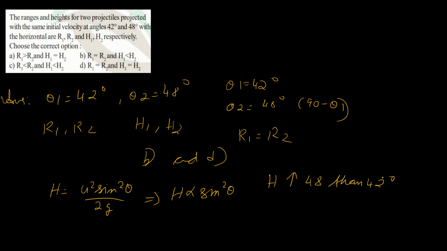Which means that H2 will be greater than H1, right? Since it's directly proportional to sine square theta, sine square 48 will be greater than sine square 42. So H2 will be greater than H1. So the possible answer here is R1 equal to R2 and H1 less than H2. Do we have any other option like that? Yes, option B. So this is the answer, option B.